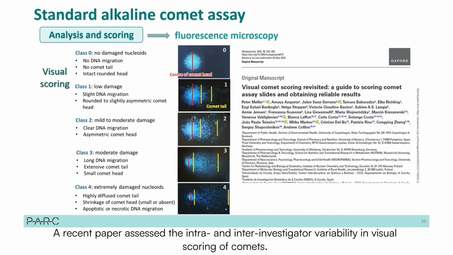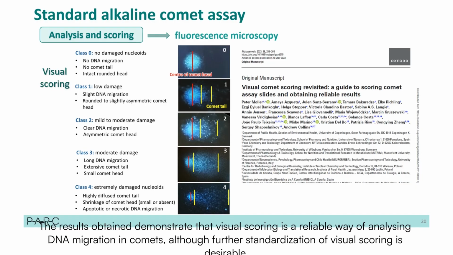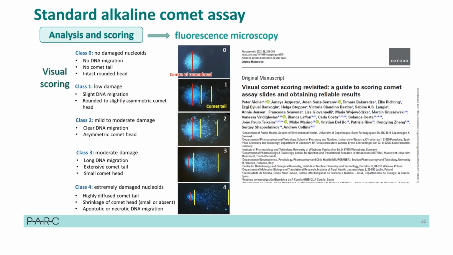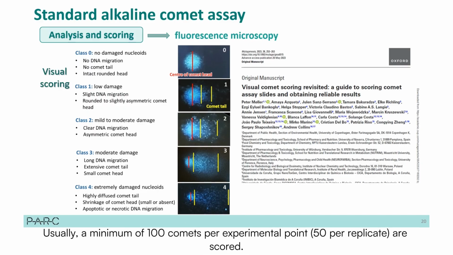A recent paper assessed the intra and inter-investigator variability in visual scoring of comets. The results obtained demonstrate that visual scoring is a reliable way of analyzing DNA migration in comets, although further standardization of visual scoring is desirable. Usually, a minimum of 100 comets per experimental point, 50 per replicate, are scored.